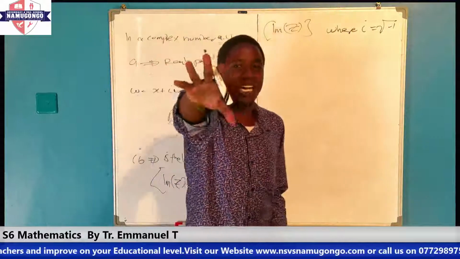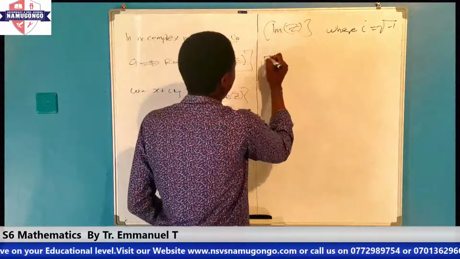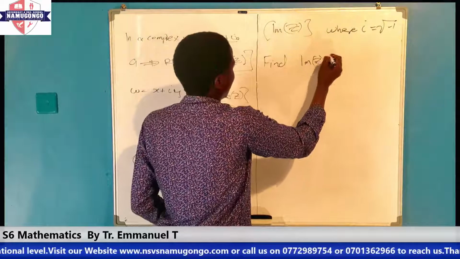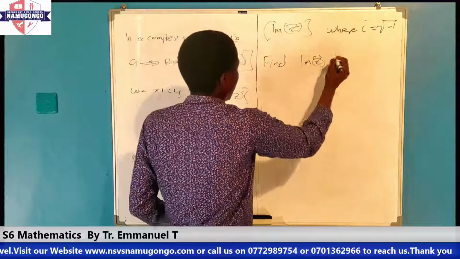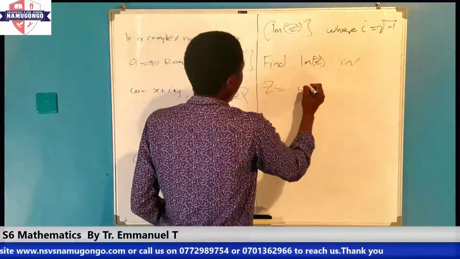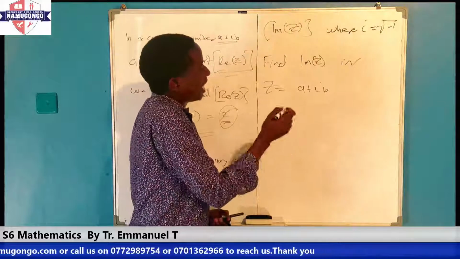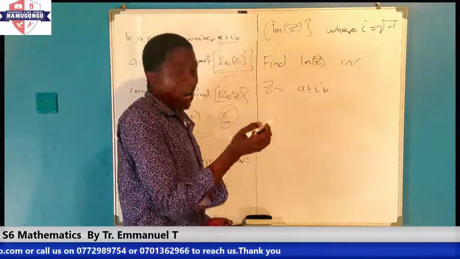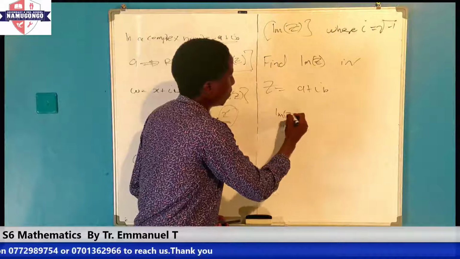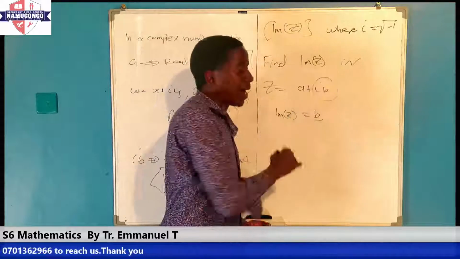So if a question comes and they are asking you, find the imaginary part of this complex number, find the Im Z, where z is equal to a plus ib. Now, Im Z will be the imaginary part of the complex number. And what is this Im Z? This Im Z will be equal to b. Why? Because the imaginary part of this complex number is b.